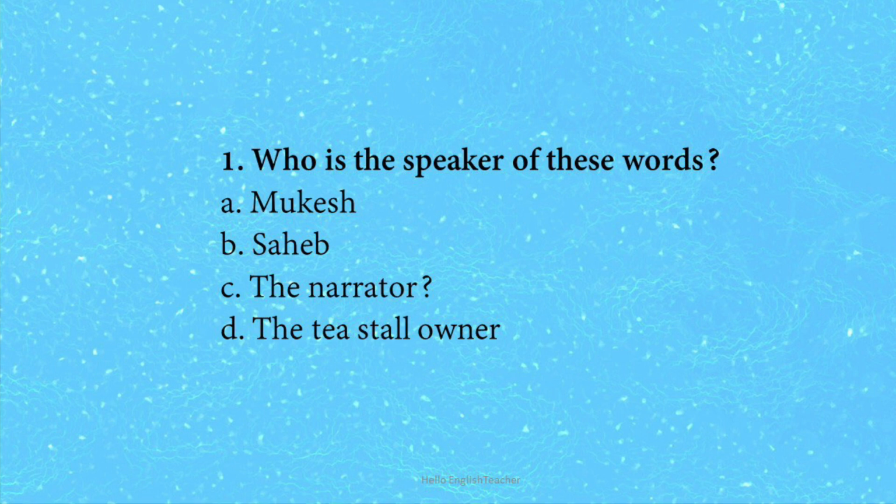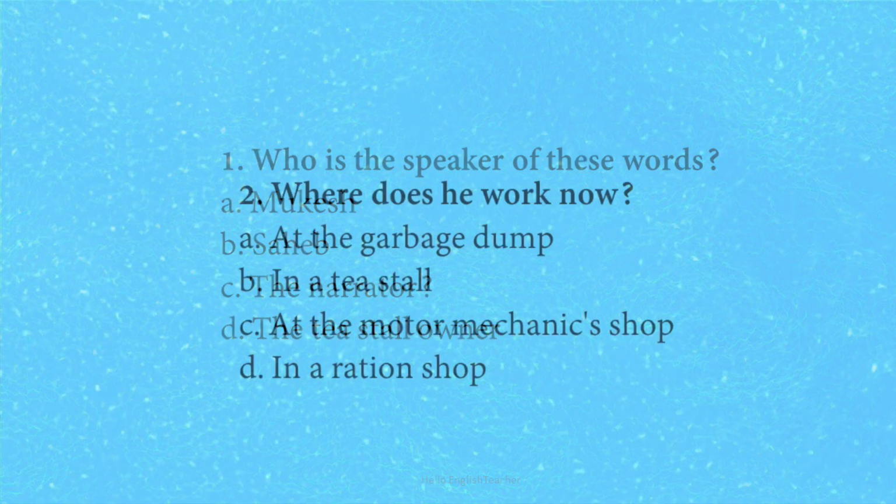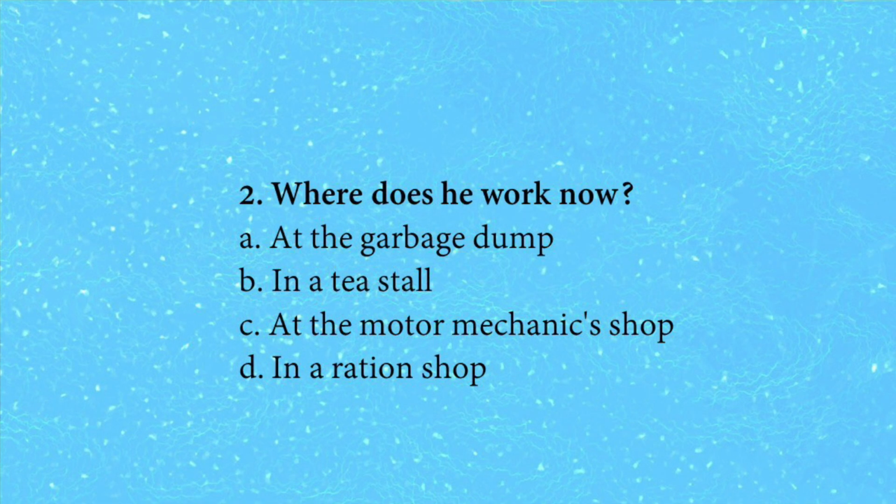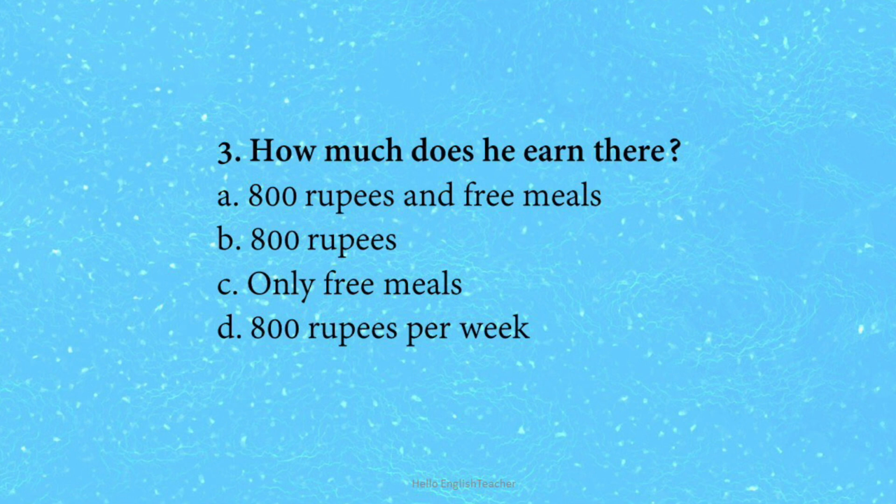So let's look at the next question. Question number 2. Where does he work now? That is, where does Sahib work now? At the garbage dump, in a tea stall, at the motor mechanic shop, or in a ration shop? So we know that he is working in a tea stall now. So question number 3. How much does he earn there? 800 rupees and free meals, 800 rupees only free meals, or 800 rupees per week? So we know that he gets 800 rupees per month and all the meals. So it is 800 rupees and free meals.